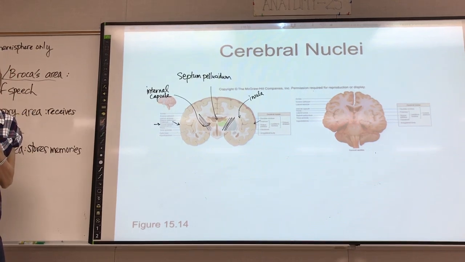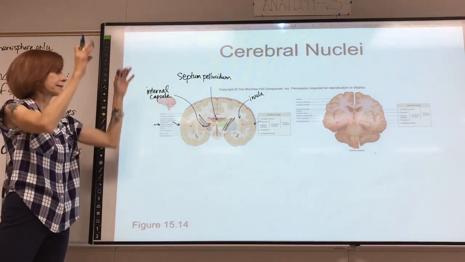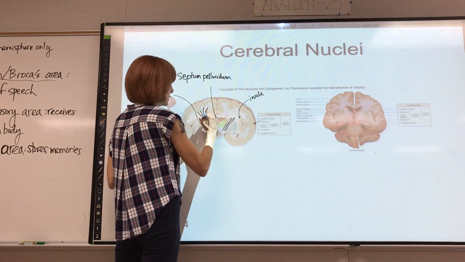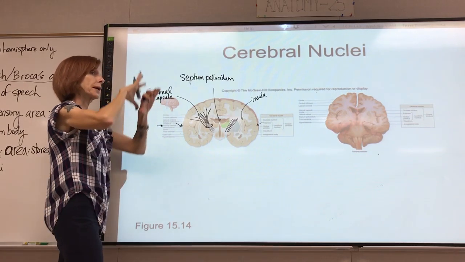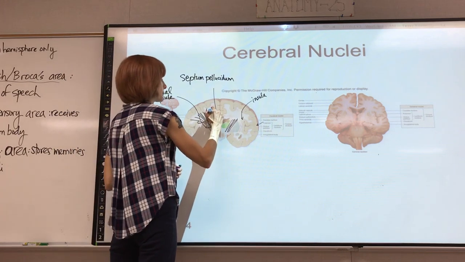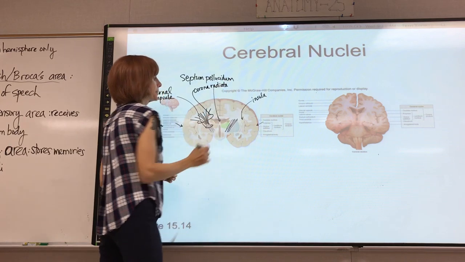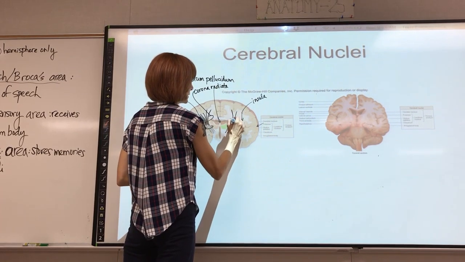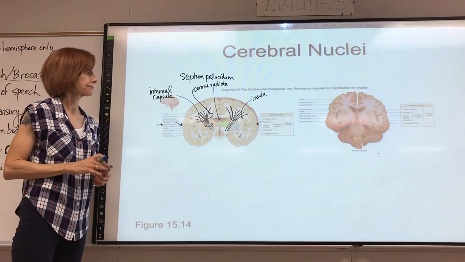And then you can kind of imagine as these axons go up toward the cortex, they have to radiate out as they go to different parts of the cortex. So they're going to come up like this and go out to different parts of the cortex here. Where they radiate out, this is called the corona radiata. That is not labeled in your book. Corona radiata means radiating crown. So again, it would be like in here.